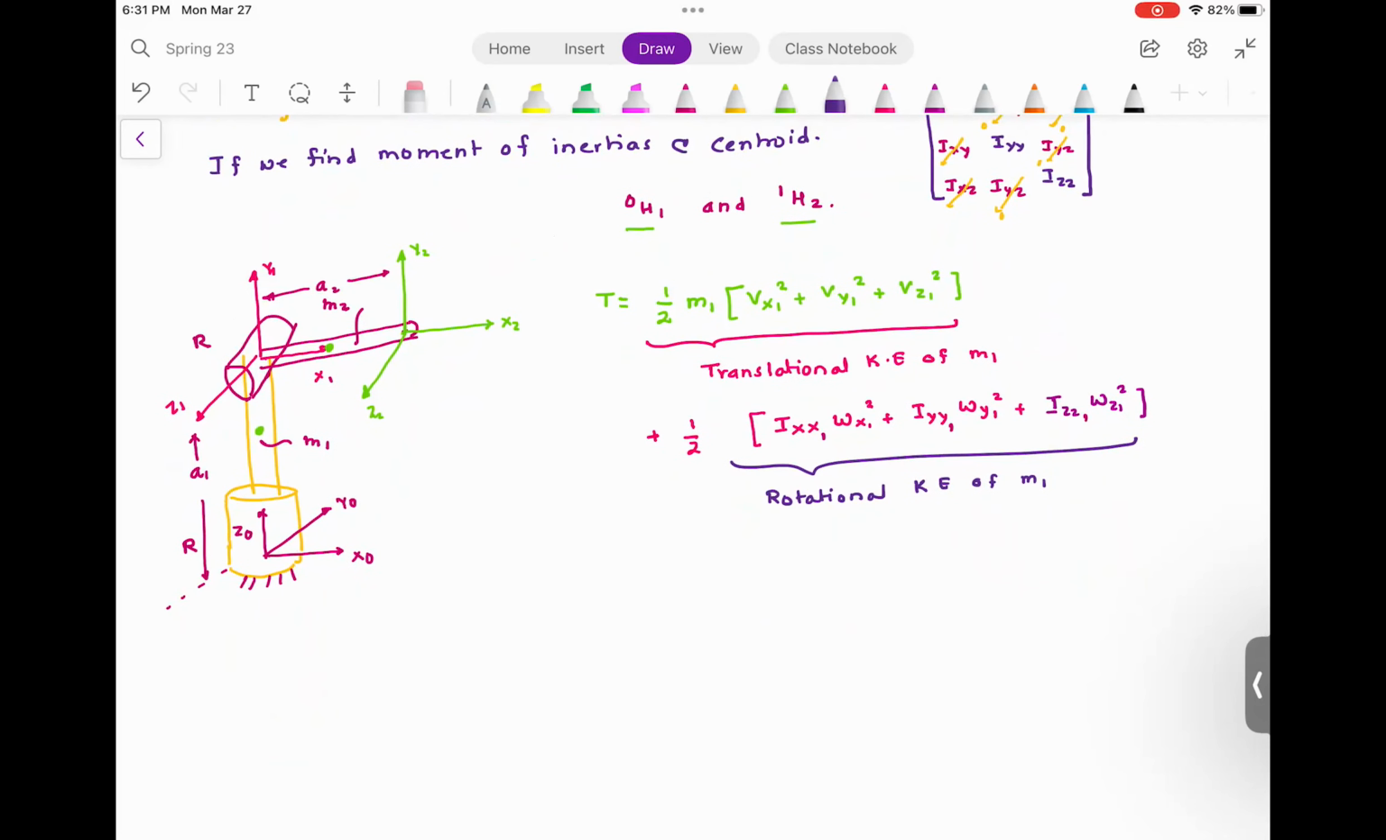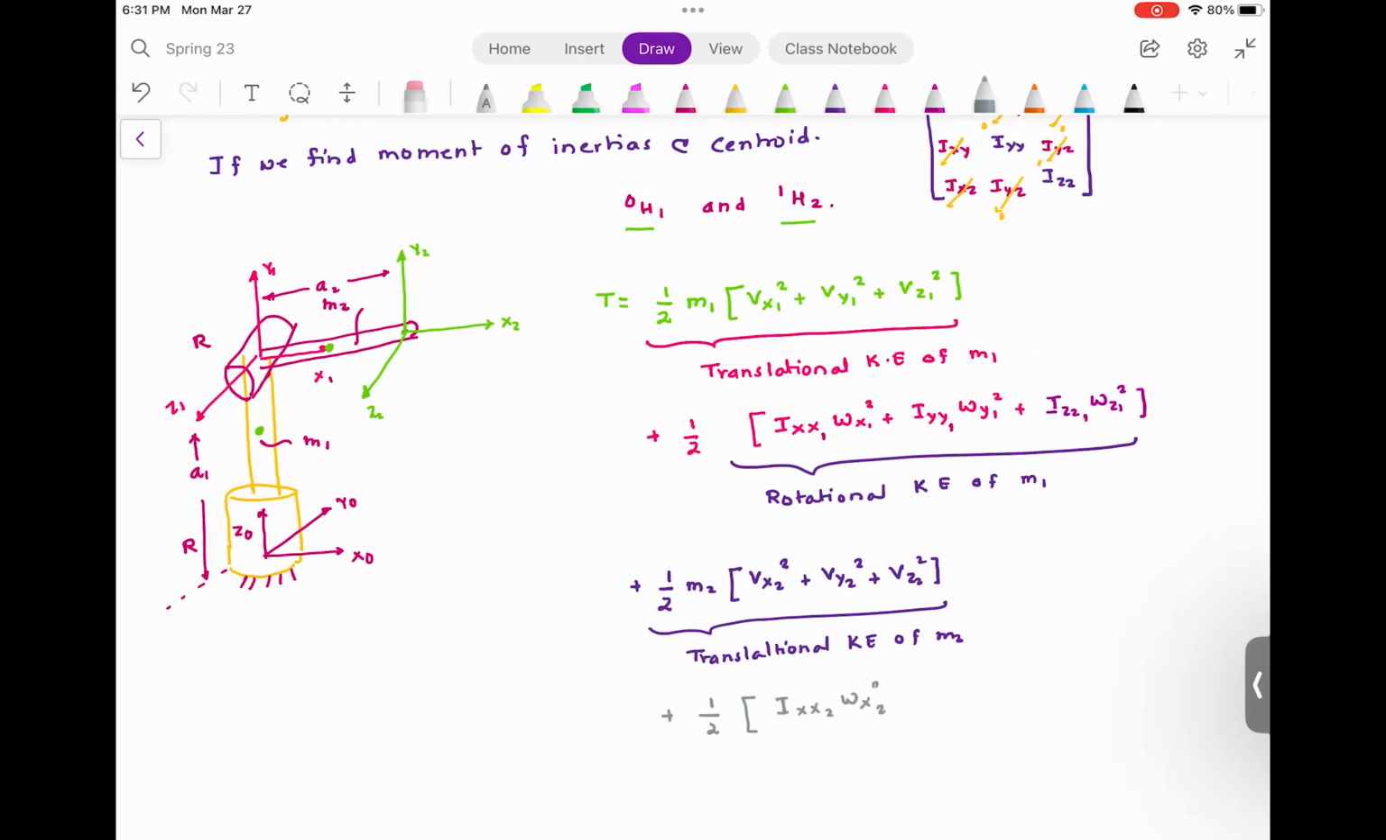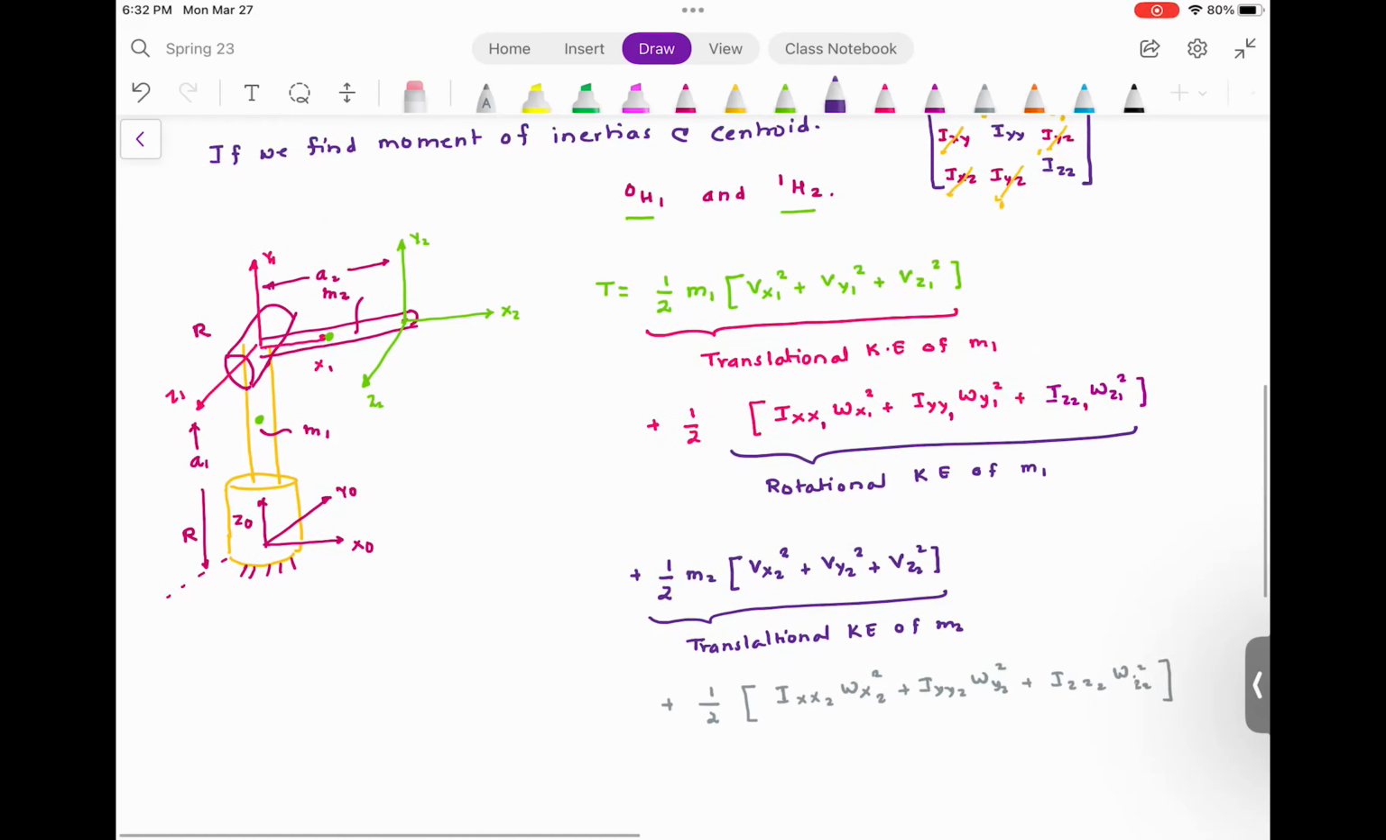Now I have the second mass. The second mass is located at the centroid of link 2, and that is going to be 1/2 m2 (vx2 square plus vy2 square plus vz2 square), which is the translational kinetic energy of m2, plus 1/2 (Ixx2 omega x2 square plus Iyy2 omega y2 square plus Izz2 omega z2 square). This is the kinetic energy of rotation.